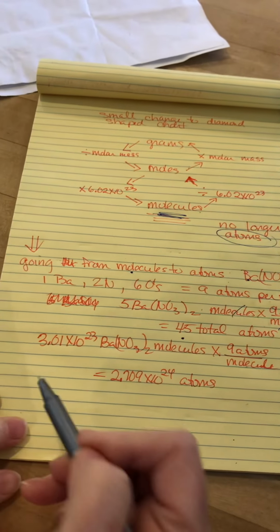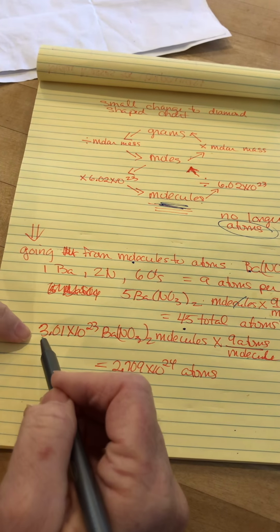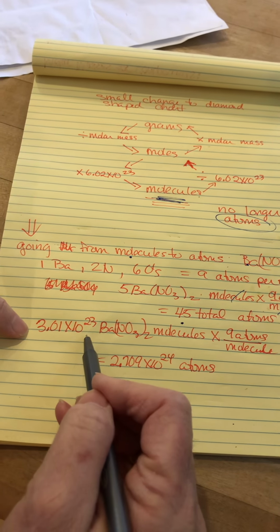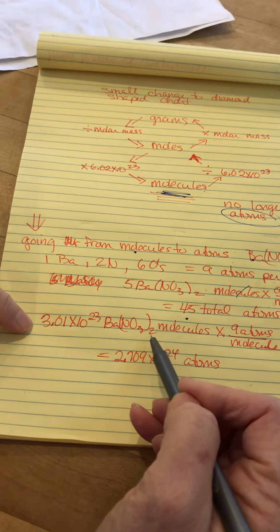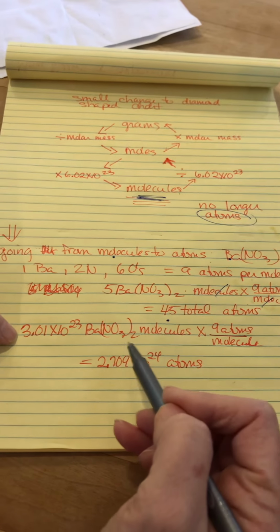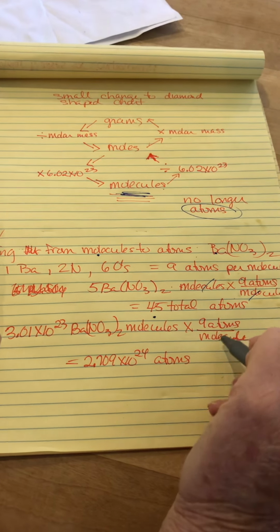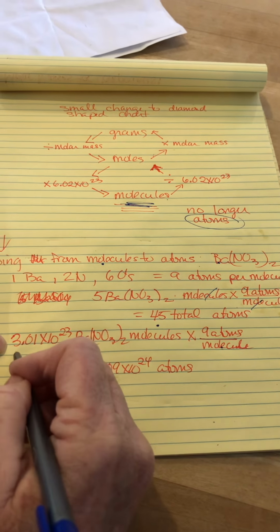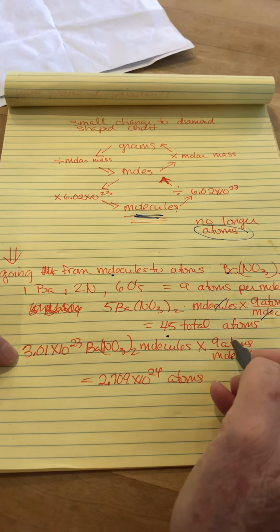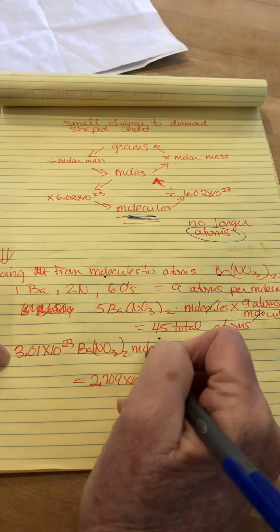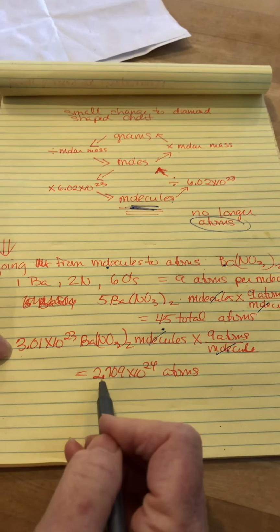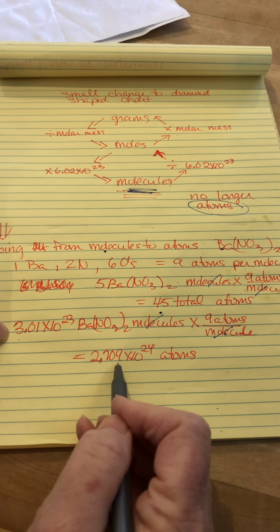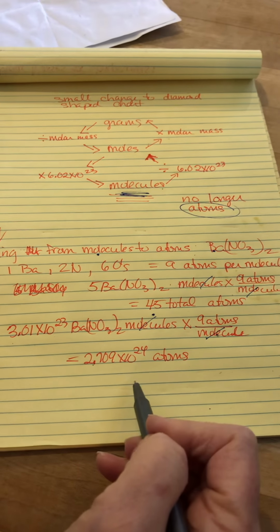If we're dealing with a more realistic number, 3.01 times 10 to the 23rd barium nitrate molecules, half a mole, we would still multiply by 9 atoms per molecule. 3.01 times 10 to the 23rd multiplied by 9, molecules cancel, you're left with atoms, and you have 2.709 times 10 to the 24th atoms.